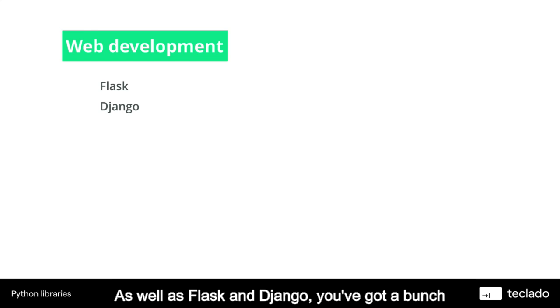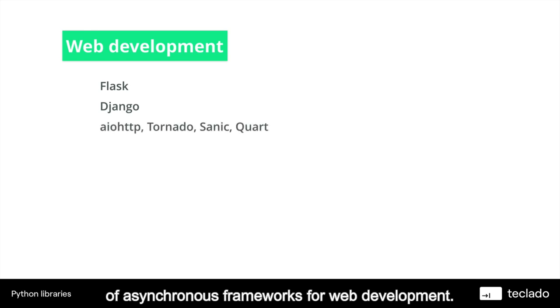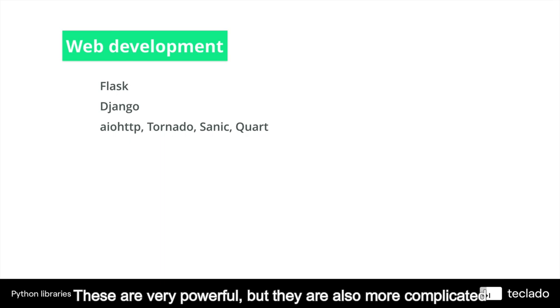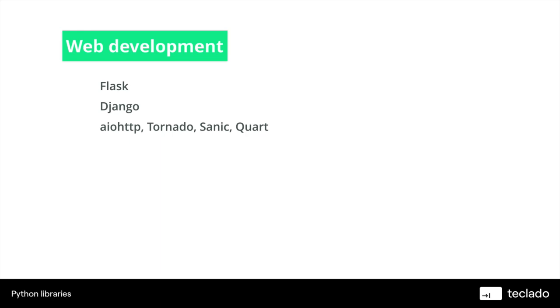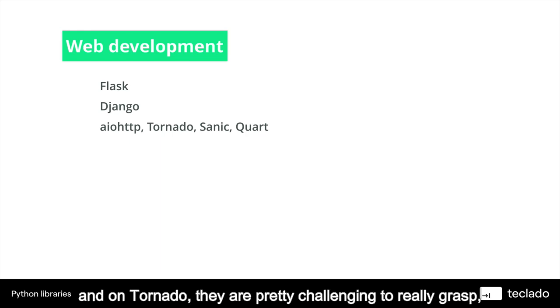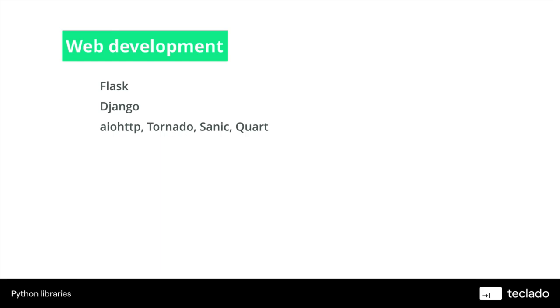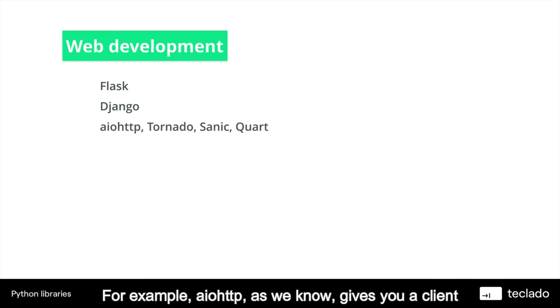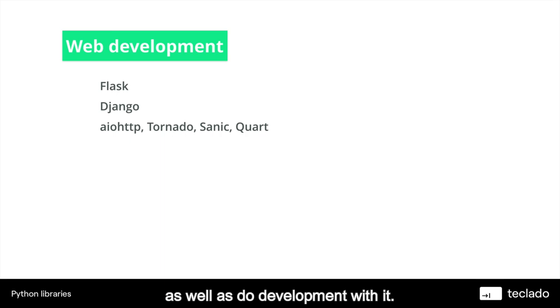As well as Flask and Django, you've got a bunch of asynchronous frameworks for web development. These are very powerful, but they are also more complicated than Flask, particularly aiohttp, that we've already seen, and Tornado. They are pretty challenging to really grasp, but they are quite powerful. They give you a lot of stuff you can do. For example, aiohttp, as we know, gives you a client as well that you can use to make asynchronous requests, as well as do web development with it.